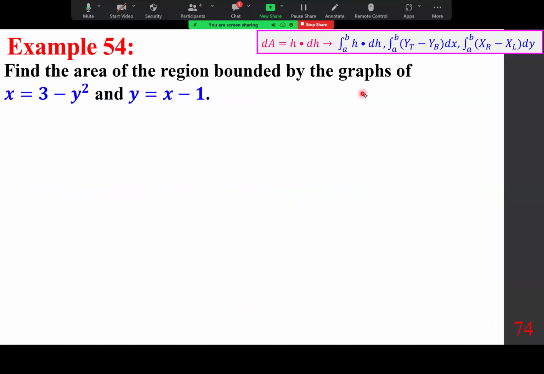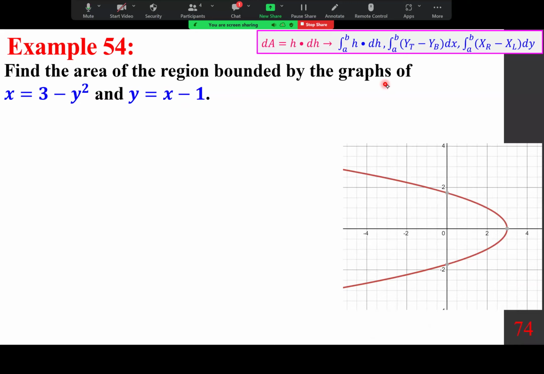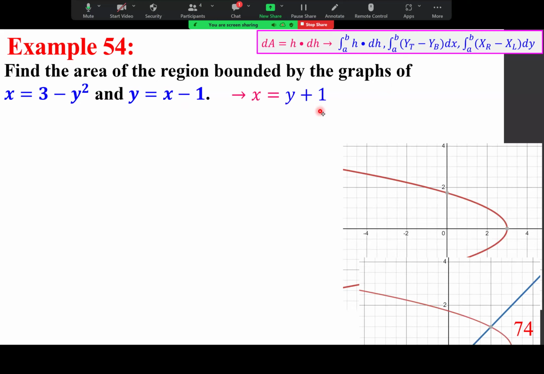Find the area of a region bounded by the graph of x equals 3 minus y squared and y equals x minus 1. I hope you recognize this as a parabola that opens sideways because this is negative. It opens to the left. You can graph that, and this is simply a line, and you can easily graph both of them. So it's important to understand this is 3 minus y squared, and this is x equals y plus 1.